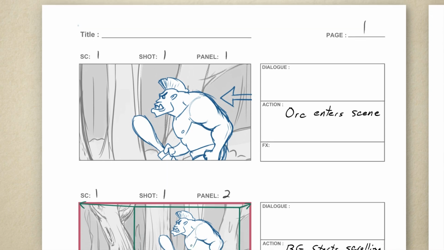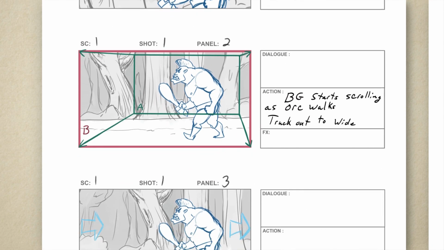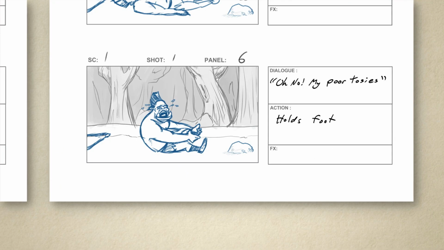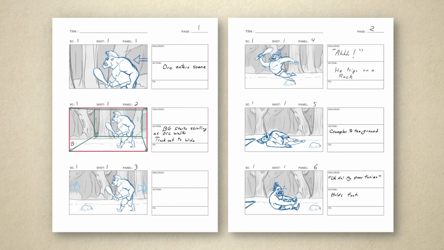This orc walks into frame, and then the camera pulls out and continues to watch him while he walks for a while. Then, he trips and falls down and yells, "Oh no, my poor toesies." This gives us a good picture of the content of the scene, but there are still big decisions we need to make about the timing.